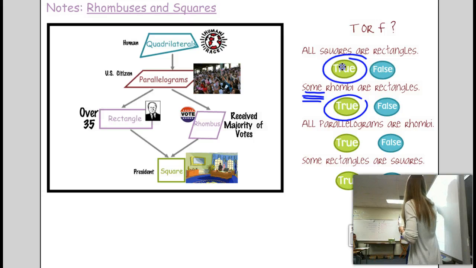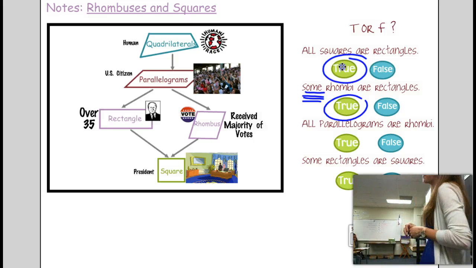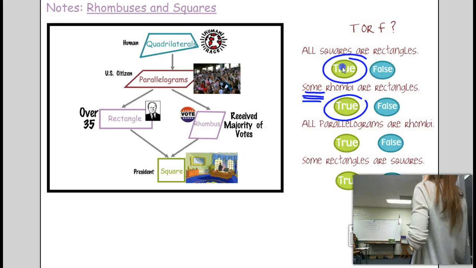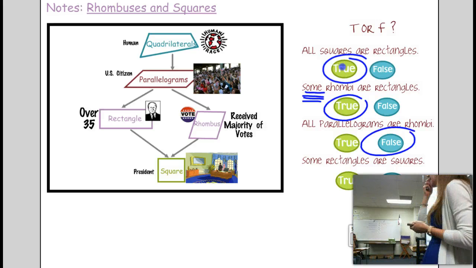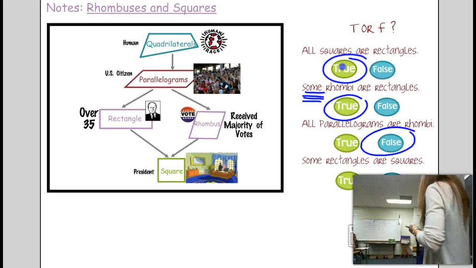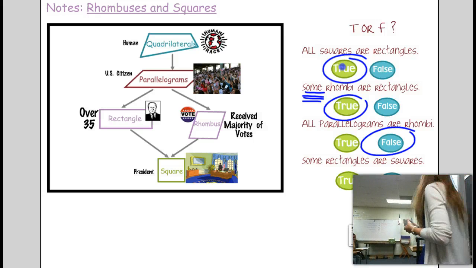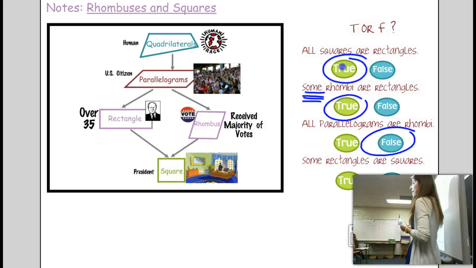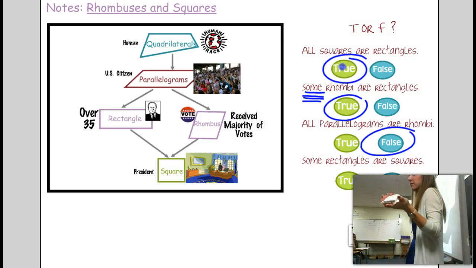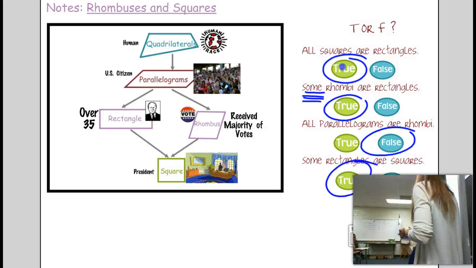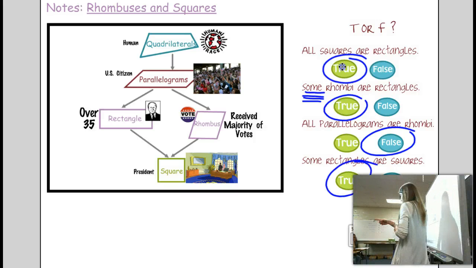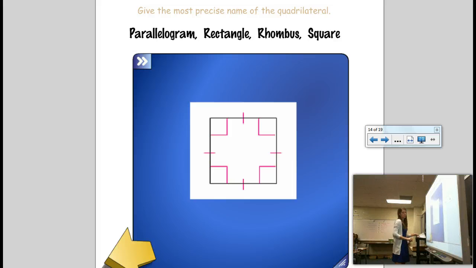All U.S. citizens receive the majority of the votes. No. So all parallelograms are not rhombuses. They don't all get promoted. They don't. Some rectangles are squares. Some people over 35 become the president. Some. True. Yeah. Some rectangles are squares. So with that said, now you can work on yesterday's work.